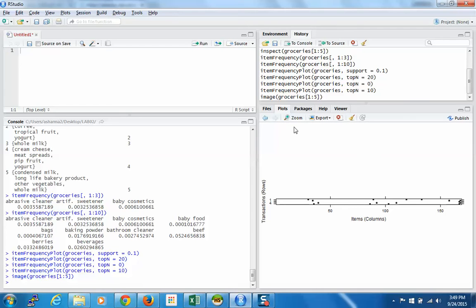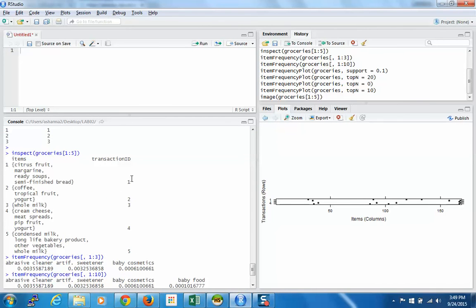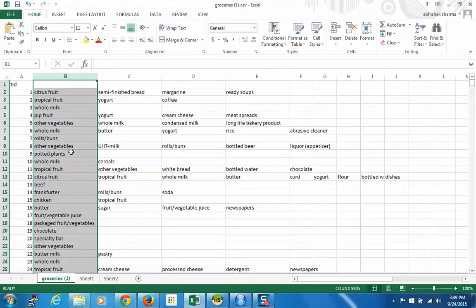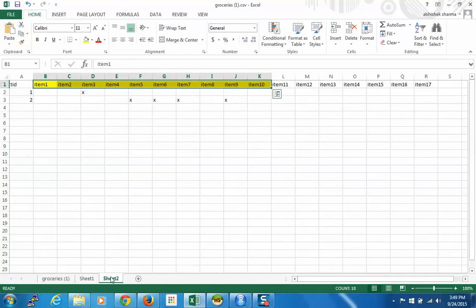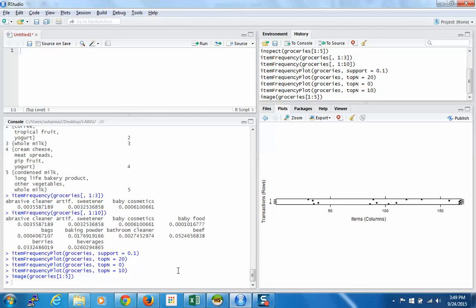So here, we get this kind of feeling that it's very much like the data the way we had right over here. However, the data is not like this. Data is actually like this in a sparse matrix format. So when we visualize this data through the image command, this is the first transaction.